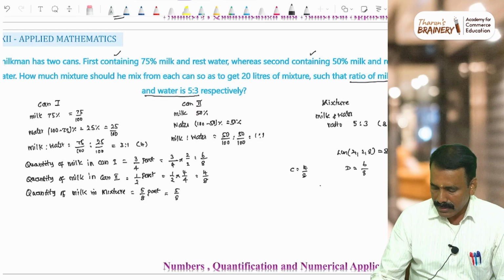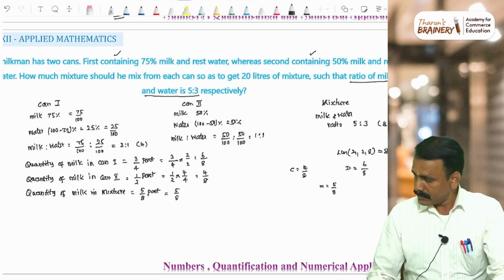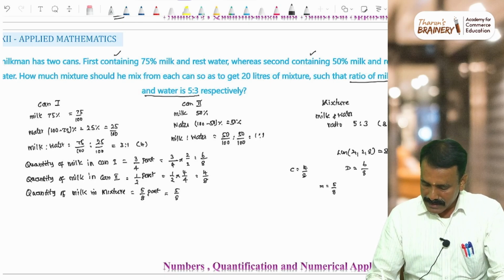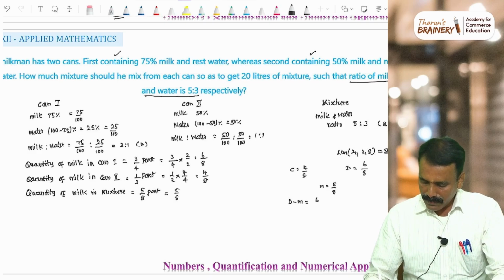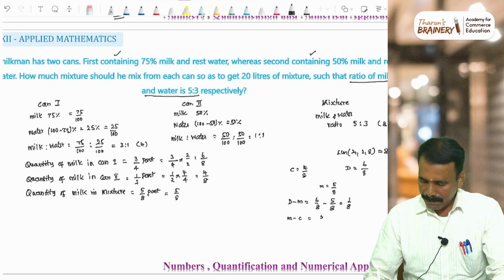And the mixture is going to be 5 by 8. Here we are going to calculate D minus M. D minus M is equal to 6 by 8 minus 5 by 8, that is equal to 1 by 8. M minus C is 5 by 8 minus 4 by 8, that is also equal to 1 by 8.